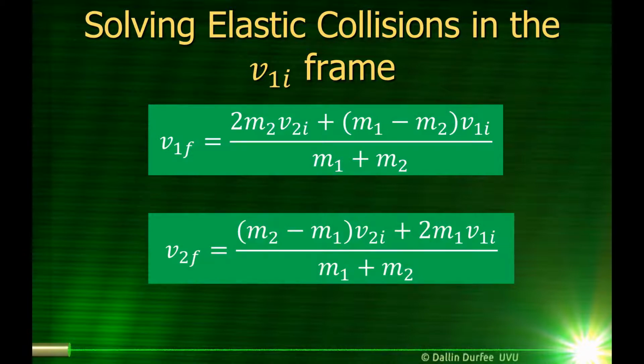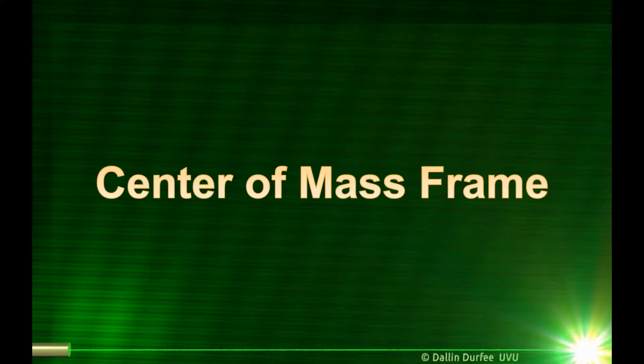So you realize, oh, if I have the solution to one of them, I should be able to just swap the 2's and 1's everywhere, and it should still be true, right? And then I have a solution for the final velocity of particle 2 in the original frame. So that was how we did the approach where we transform into a reference frame where one of the initial velocities is 0, solve it, and then transform back.